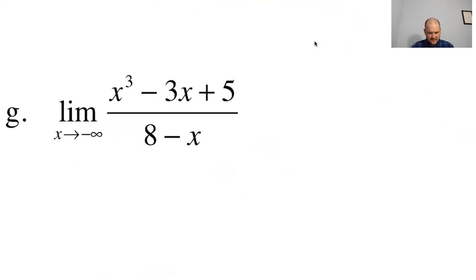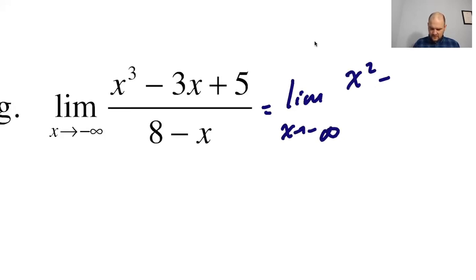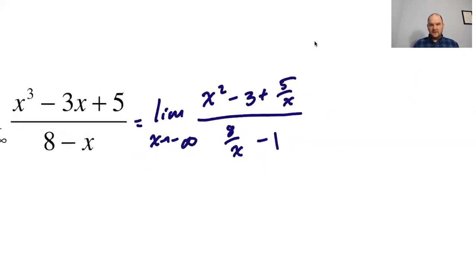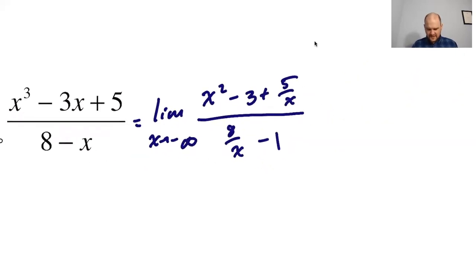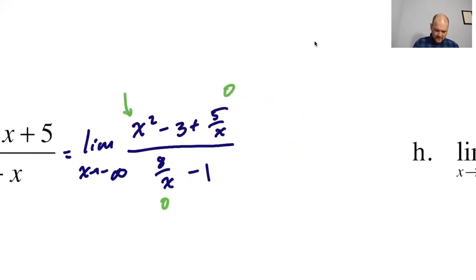And that's okay. How about this? All right, let's dive in. Limit as x approaches negative infinity of x squared minus 3 plus 5 over x, over 8 over x minus 1. Okay, let's do the same kind of analysis. I see a 0 here, and this will be a 0. Negative 3 and negative 1 are going to stay what they are because there are no x's involved. This one, x squared goes to infinity, right?